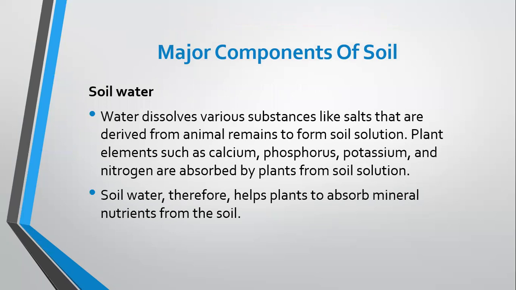You see the other major component of the soil, that is soil water. Now, water dissolves the various substances like salts that are derived from the animal remains to form soil solution. Now, plant elements such as calcium, phosphorus, potassium, and nitrogen are absorbed by plants from the soil solution. So basically, soil solution is important for the absorption process of the various nutrients needed by the plants. The soil water therefore helps plants to absorb the mineral nutrients from the soil.